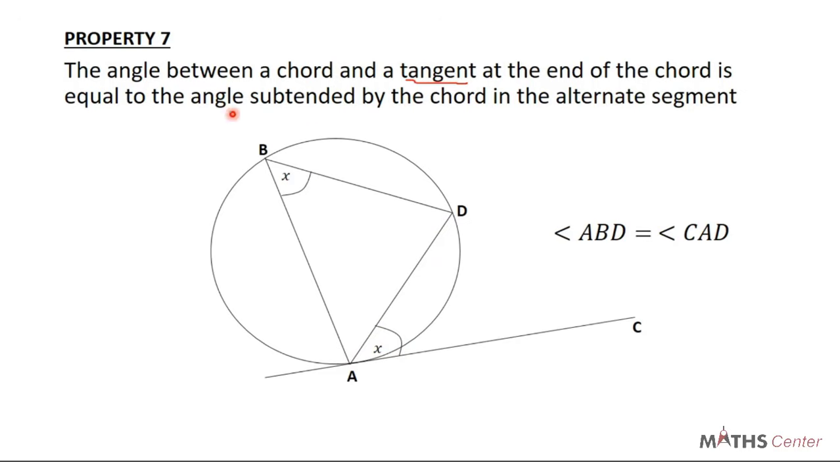That is why the point says that it's equal to the angle subtended by the chord in the alternate segment. You see, as soon as you draw the chord, it divides it into the minor segment and the major segment. So the angle created in this minor segment here is equal to the angle created by the chord in the major segment or the alternate segment.